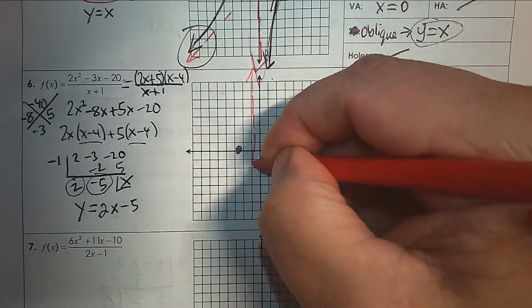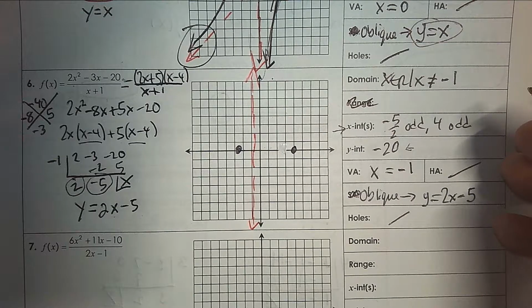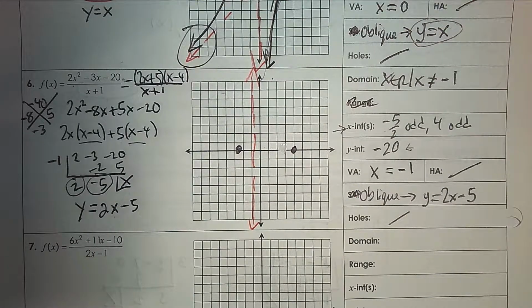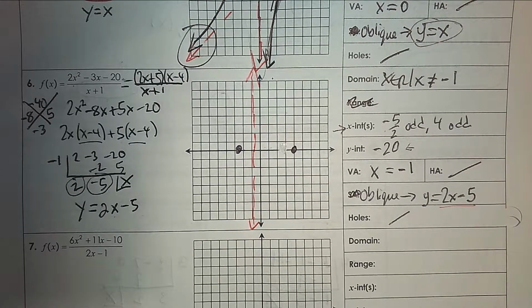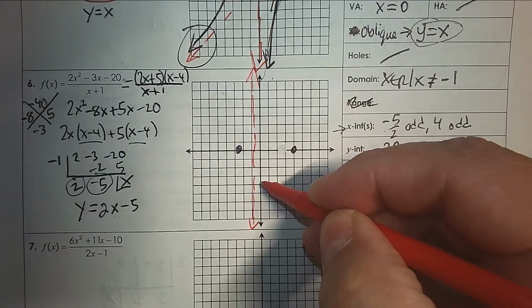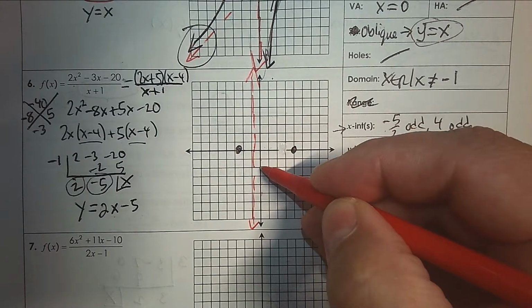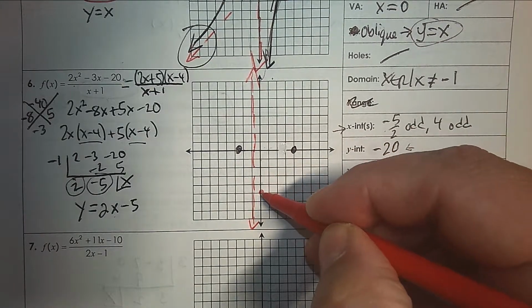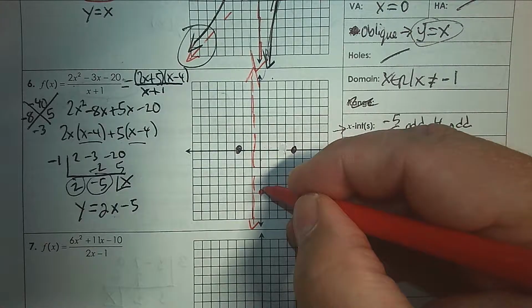Where's that at? That's -1. There's no horizontal, so what's the oblique? So how do I graph that? Do you remember how to graph a line? Where do I start? So I start at the Y-intercept, which is -5. The slope is up 2 and to the right 1.